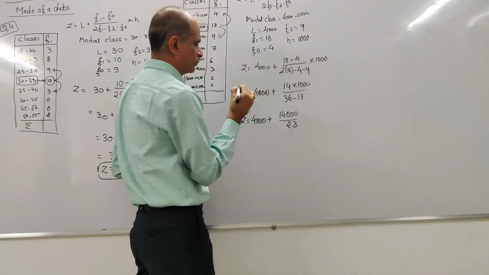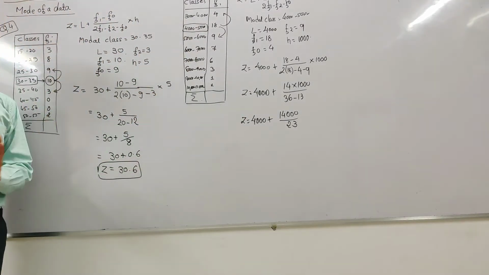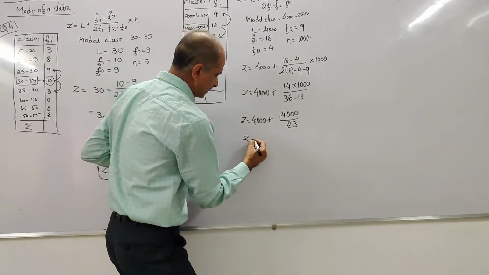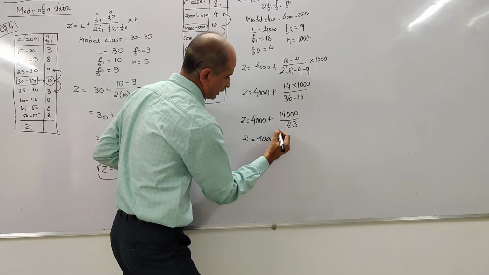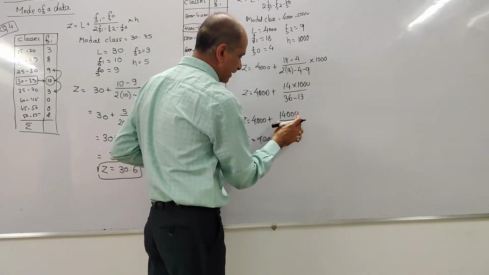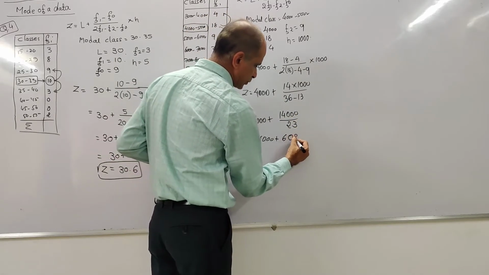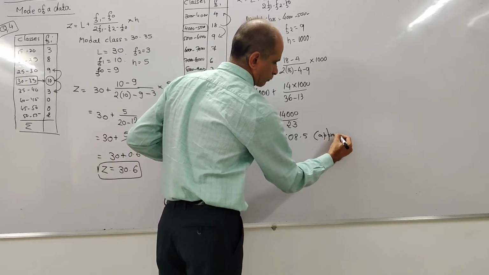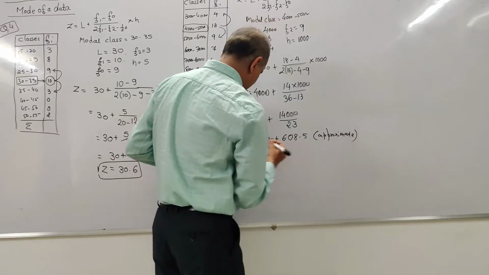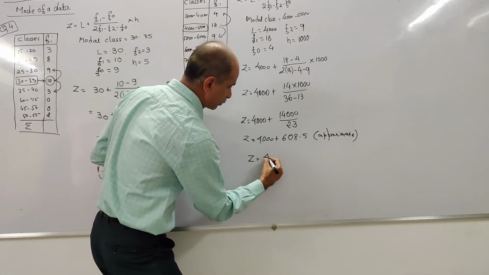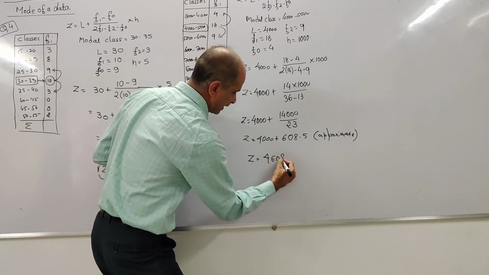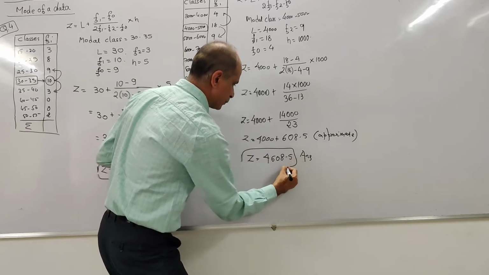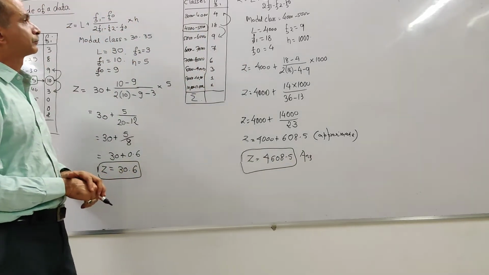3 minus 2 is equal to 23. So here you have to divide 14,000 by 23. If you divide 14,000 by 23, you get approximately 608.5, and that's why the value of Z is equal to 4608.5. That is your answer, and that is the mode of the given data.